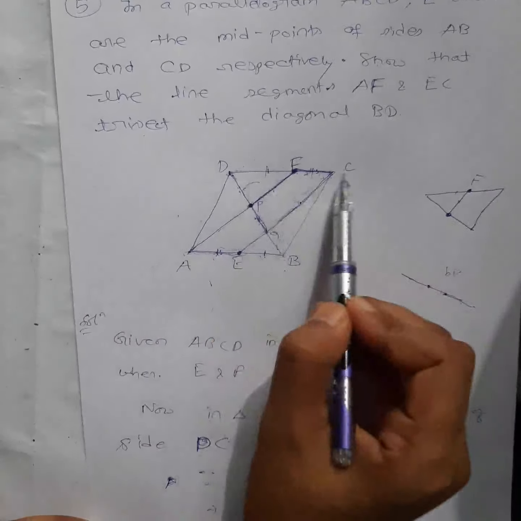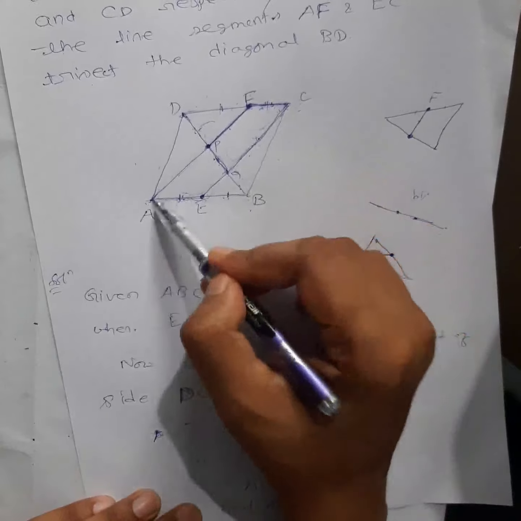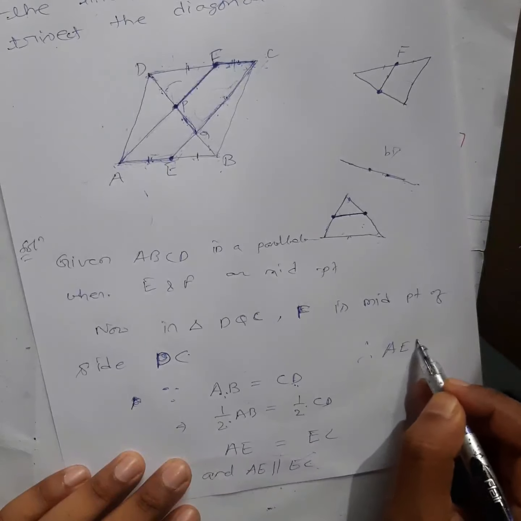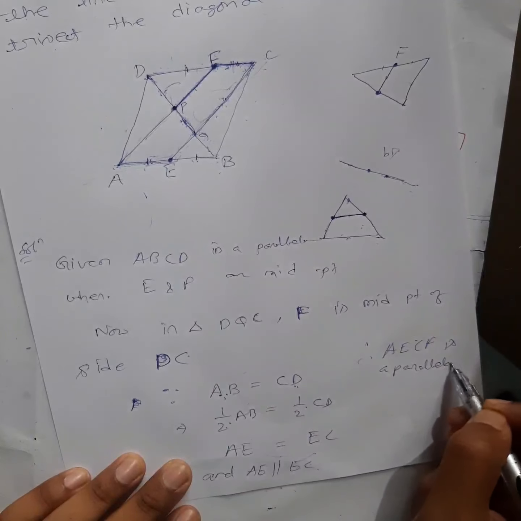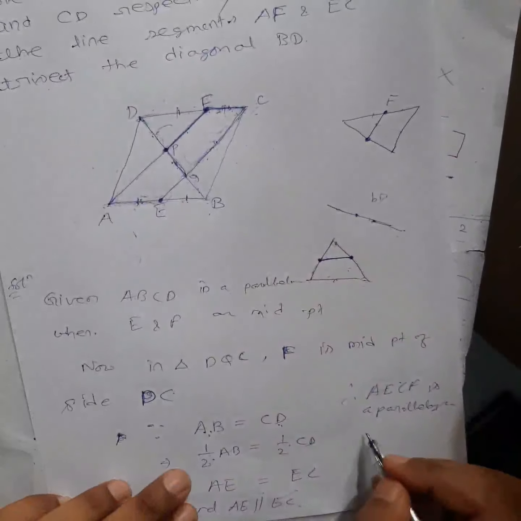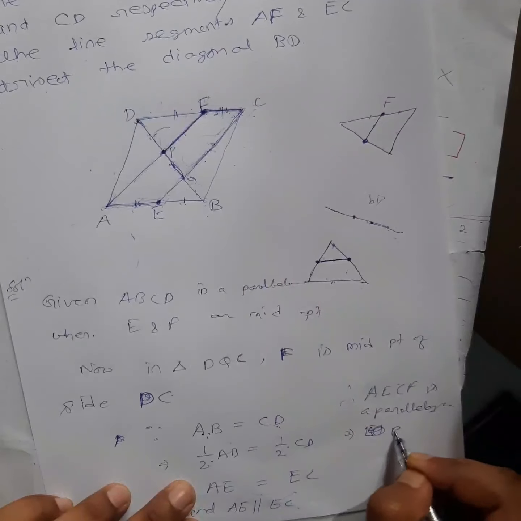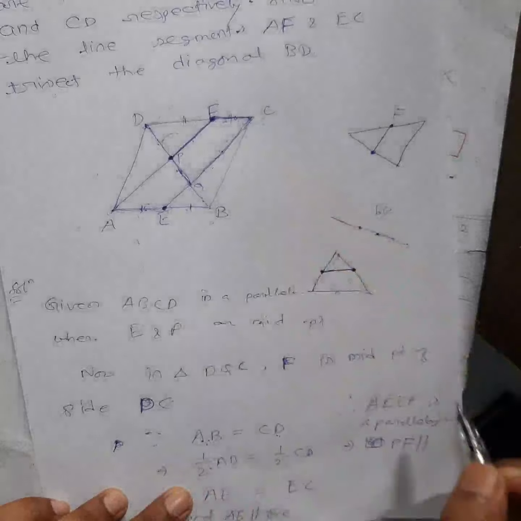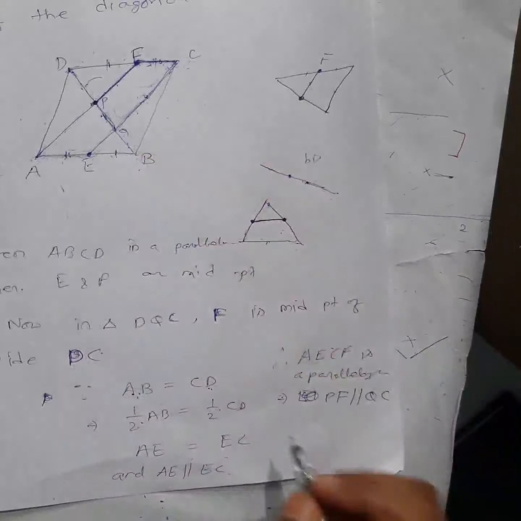Yes or no? Because this AB and CD parallel means what? EC and this one also parallel. So if this is parallel and equal, then this will become parallelogram. Therefore, AECF is a parallelogram. Okay, now if this is parallelogram, can I write, which implies PF parallel to QC. Done. So if this is parallel, can I say now this is the midpoint?